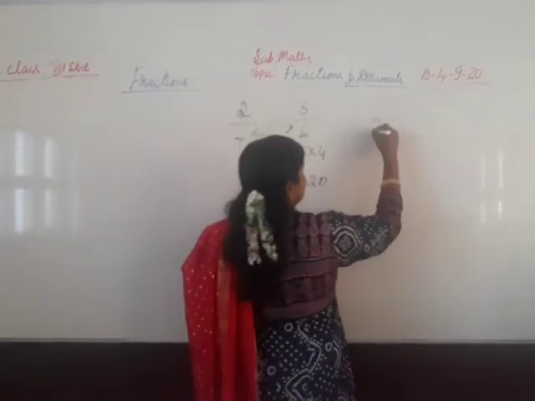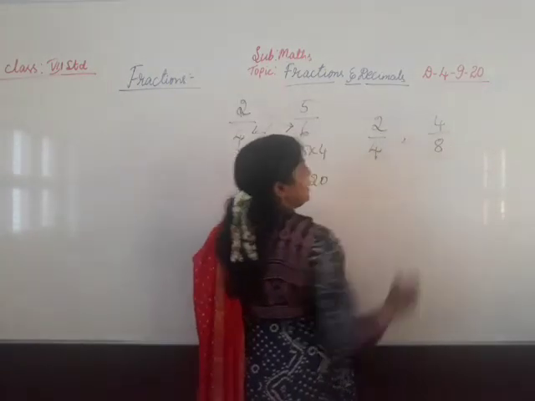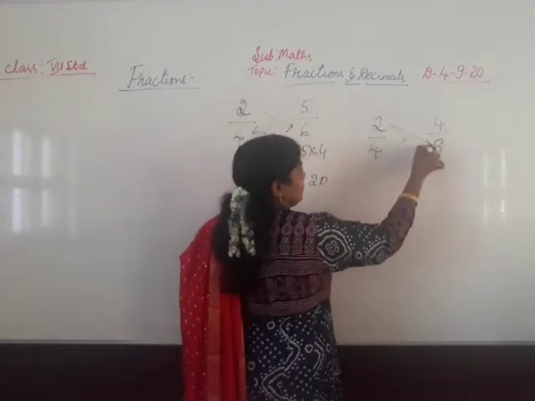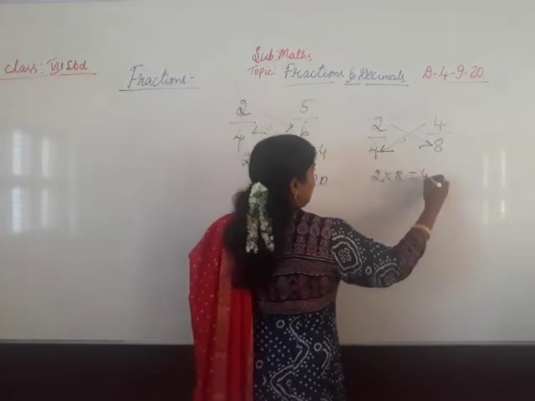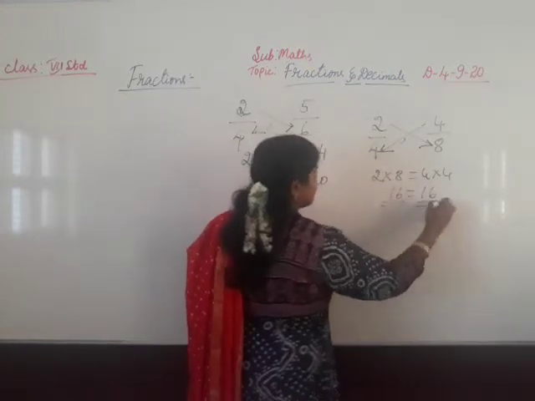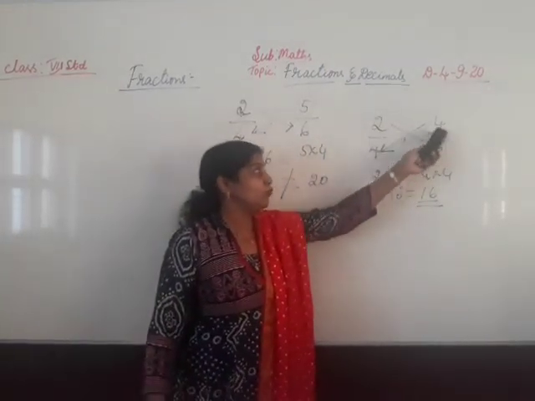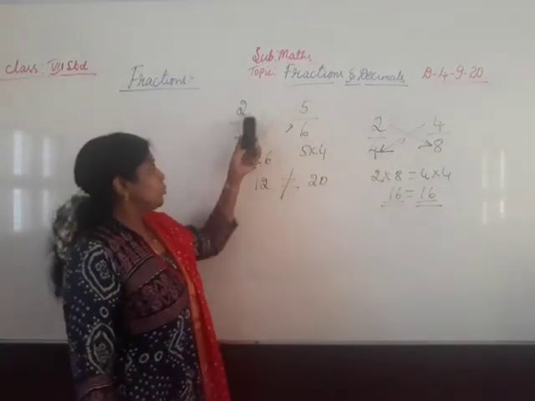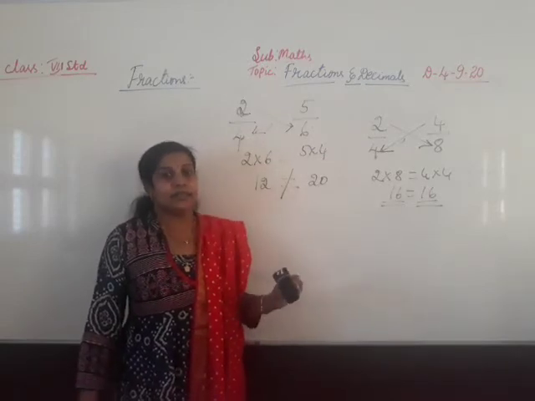If I take 2 by 4 and 4 by 8, check whether these two fractions are equal or not. As usual, cross multiply. 2 into 8, 4 into 4. 2 8s are 16, 4 4s are 16. When the products are the same, then yes, 2 by 4 and 4 by 8 are equivalent fractions. Here in the earlier case the products were not the same, so 2 by 4 and 5 by 6 are not equivalent fractions. Understood?